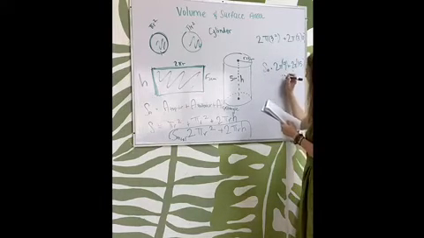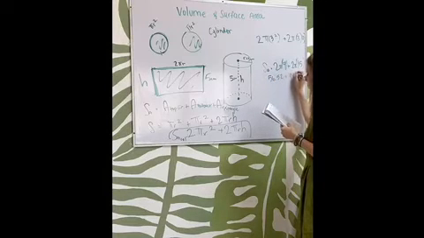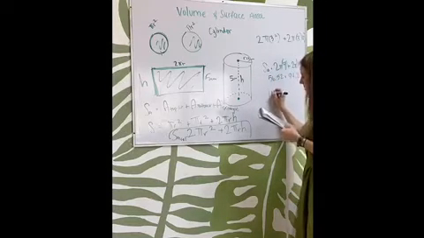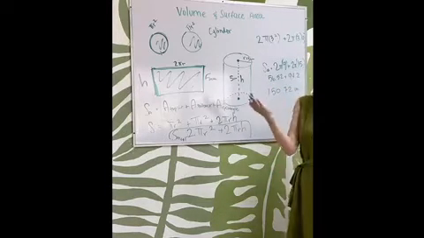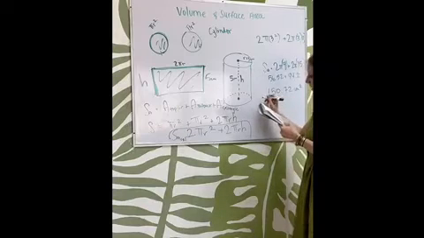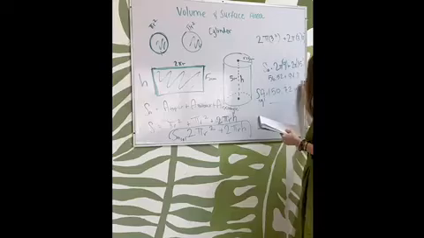All right, so we end up getting here 56.52 plus 94.2. So we get about 150.72 centimeters squared. Remember that it's squared because it is surface area. So the surface area of this cylinder is this.